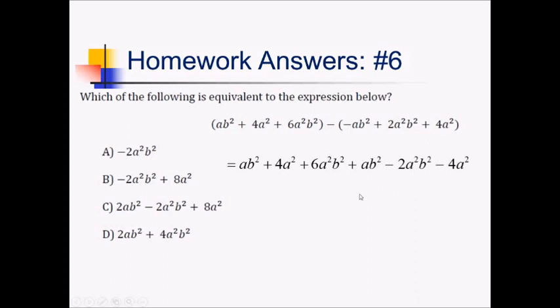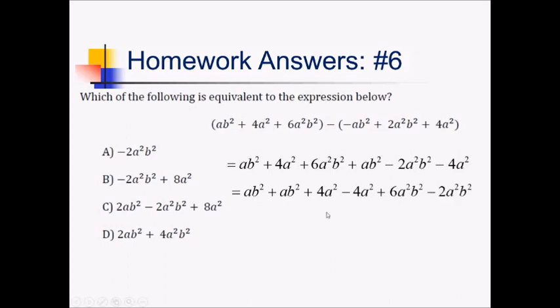At this point, I can combine like terms, but before I do that, I'm actually going to write the like terms next to each other. These are all very similar, and it's kind of confusing if you're just trying to add things without putting them next to each other. So I'm going to rewrite these a little bit. So we have an ab squared and another ab squared right here. I'll just put those next to each other. We have a 4a squared and a negative 4a squared that I'll also write next to each other. And then we have this 6a squared b squared minus 2a squared b squared.